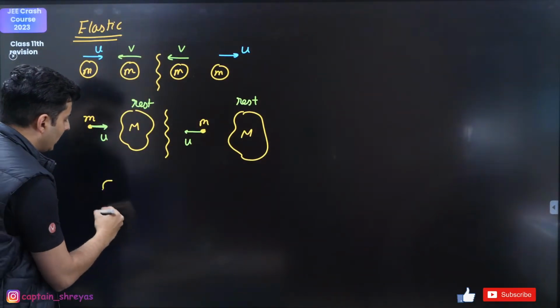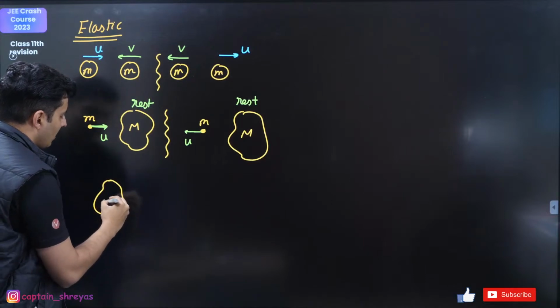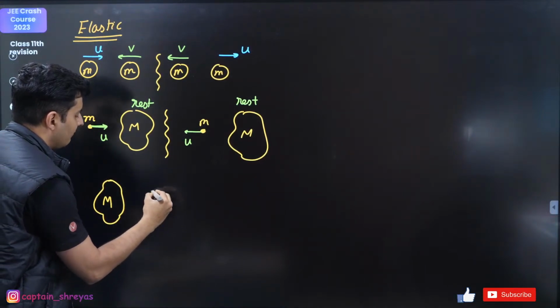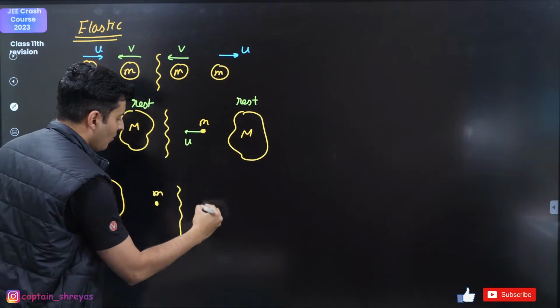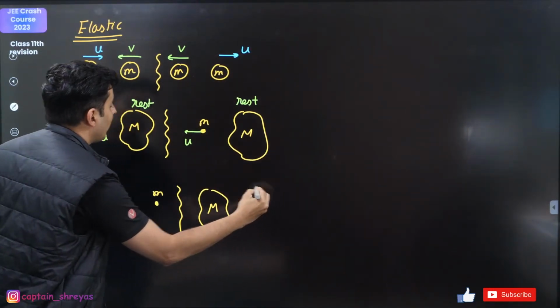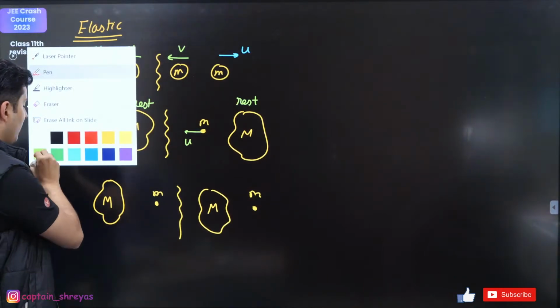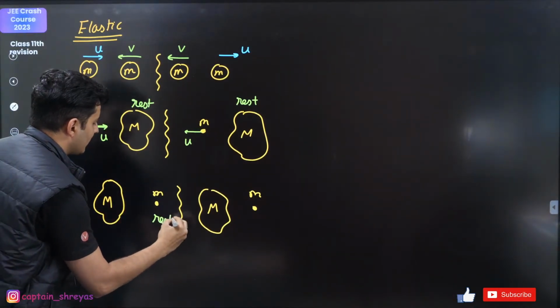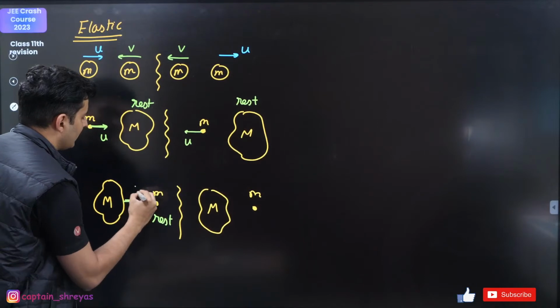Another important property is a very big mass colliding with a very small mass. Then what happens? Let's have a look. So imagine this guy was at rest, but this guy was moving with a certain speed.